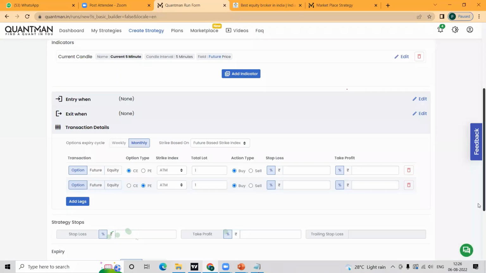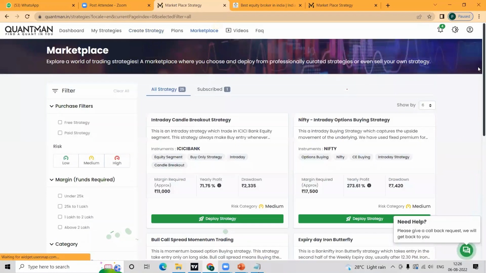Any strategies are there for futures, Nifty and the Bank Nifty futures? Yes, sir. Go to marketplace, sir.